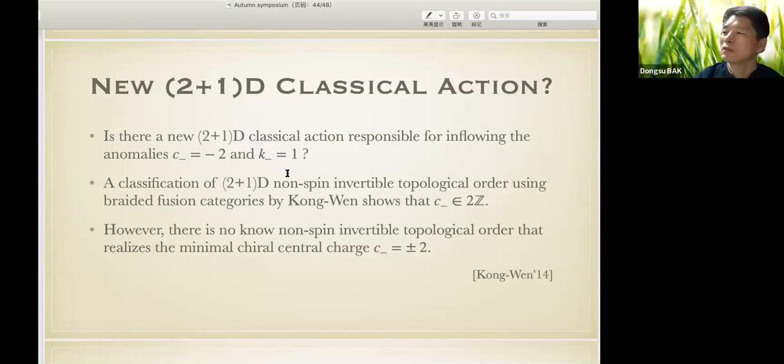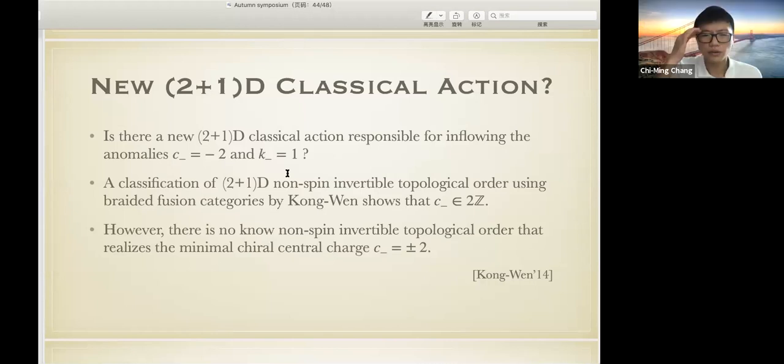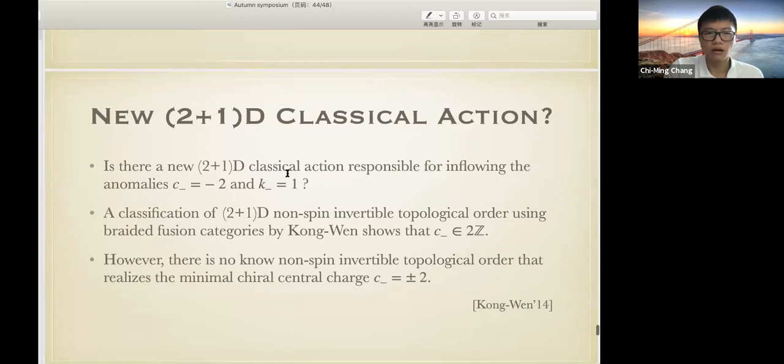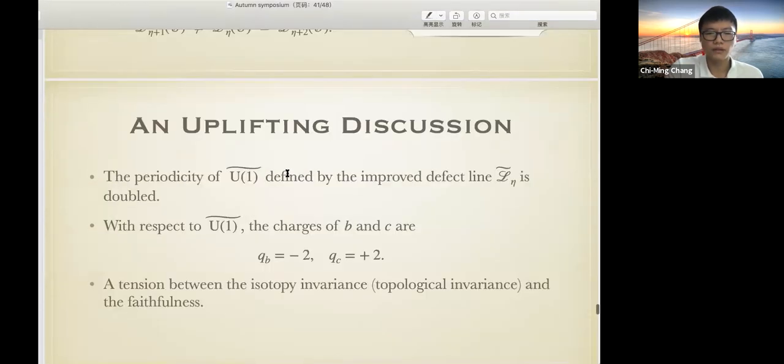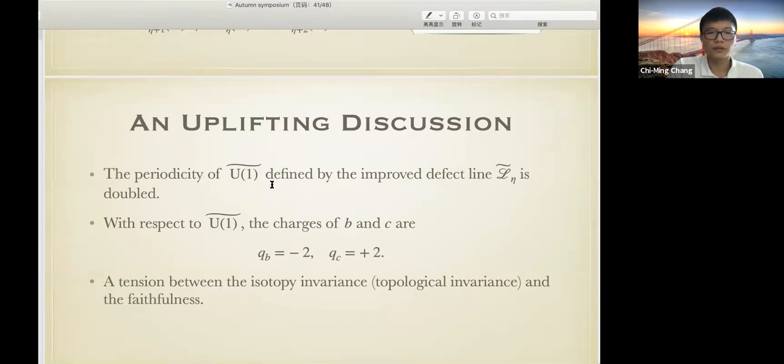Any other question? Comment? Timmy, in your last example, what is the correct topological defect operator, the line defect operator, which should be considered to be the symmetry operator?